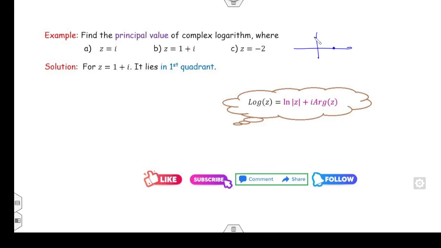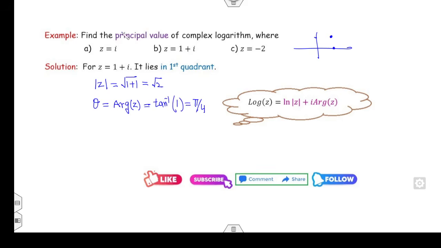The value of x is 1, y is positive. Fine. Can you find the modulus? It is root of 1 plus 1, that is my root 2. Theta, that is a capital ARG, which is tan inverse 1. Tan inverse 1 is in the first quadrant, so pi by 4 is your answer.